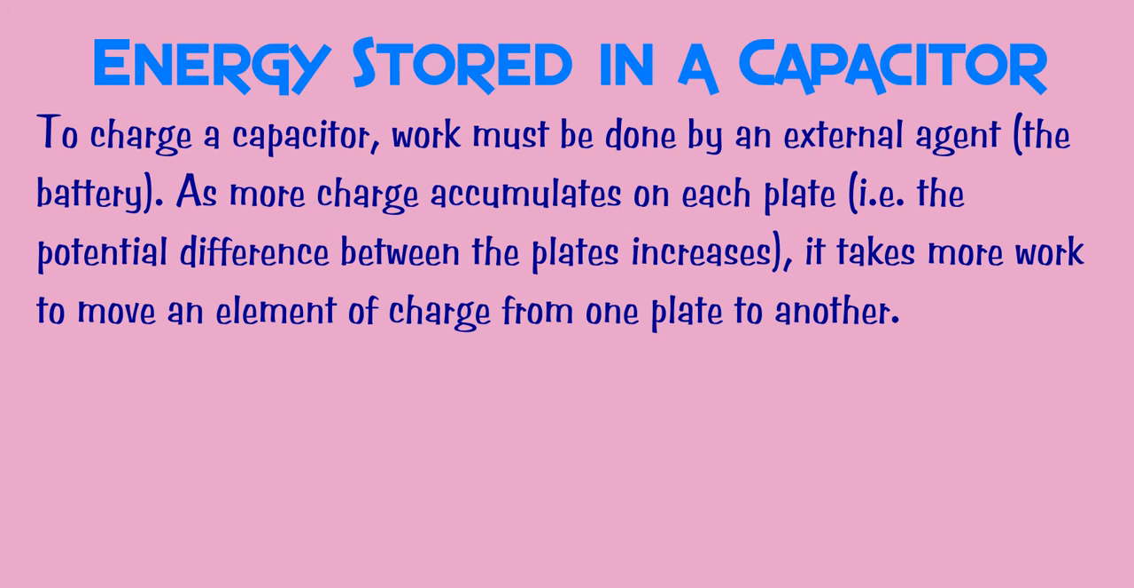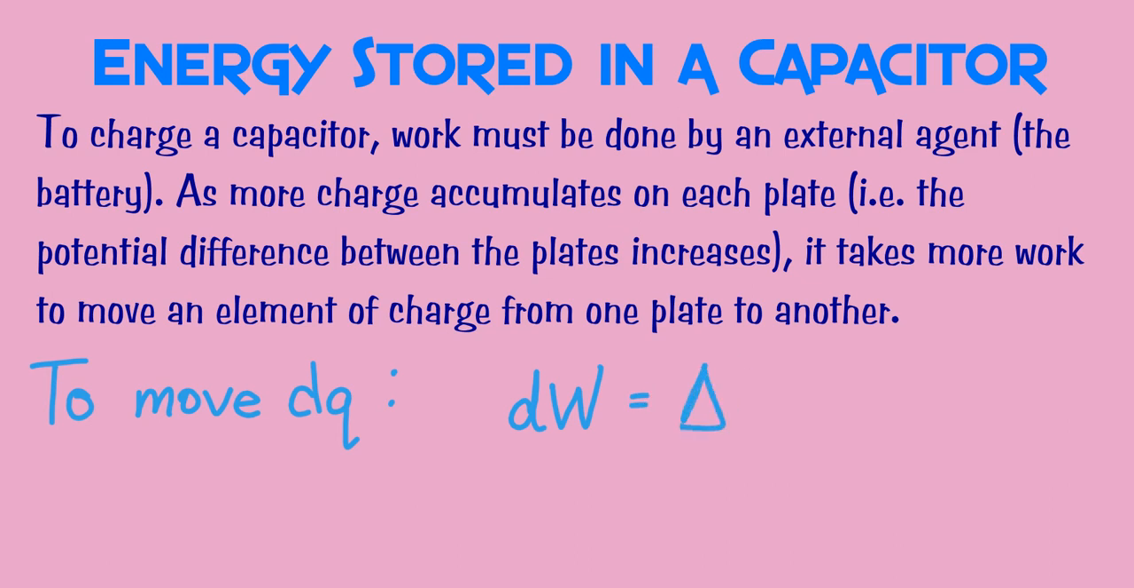So we're going to think about what it takes to move a small element of charge, dq. And when I say to move it, that means we're moving it from the positive plate, or from one plate at the beginning, to what'll be the negative. That means we're doing a little bit of work since we're only moving a little bit of charge. And we know work can be expressed as Q times the potential difference. So in this case, a little bit of work would be our potential difference times our little bit of charge.